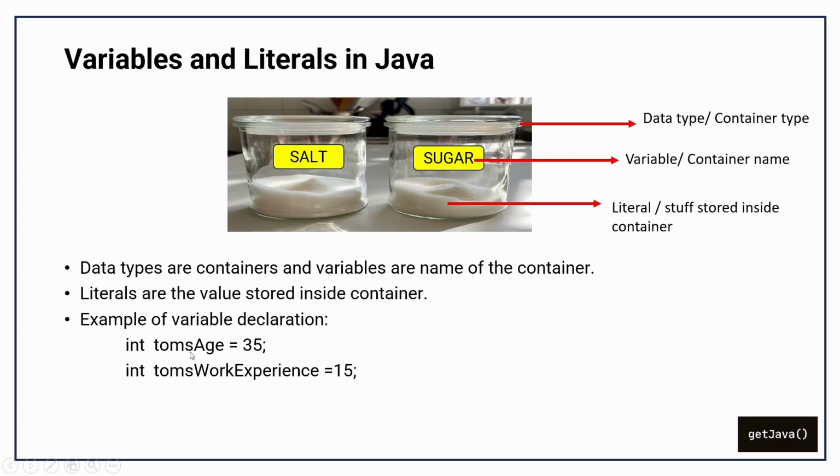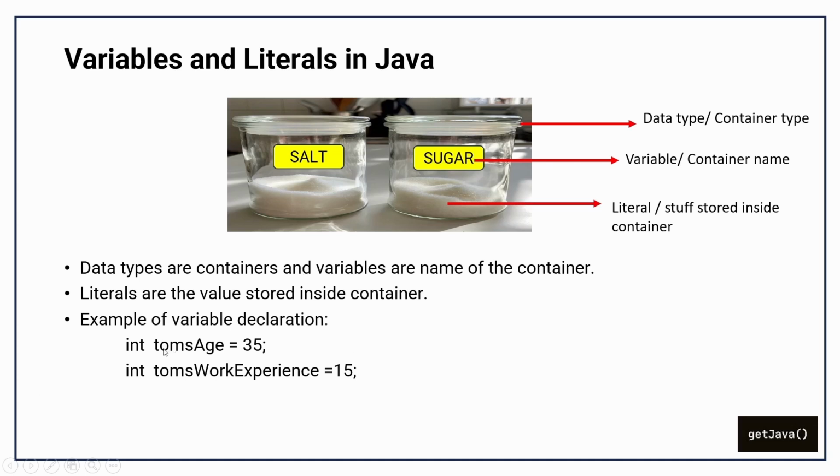Now suppose in the case of Tom's age, you are taking a variable name like number1, and in place of Tom's work experience you are using number2. By using number1 and number2, we cannot figure out what they mean. Number1 equals 35 and number2 equals 15. So it's quite confusing. So the variable name which we use is also important. It should be relevant to the data which is being stored.